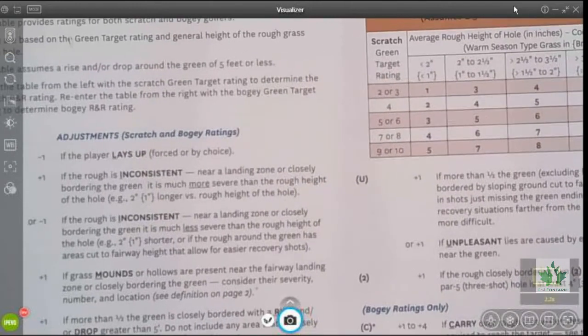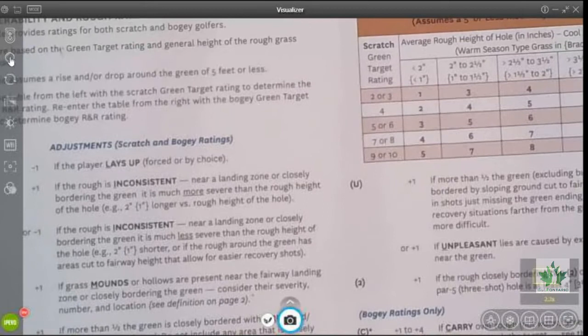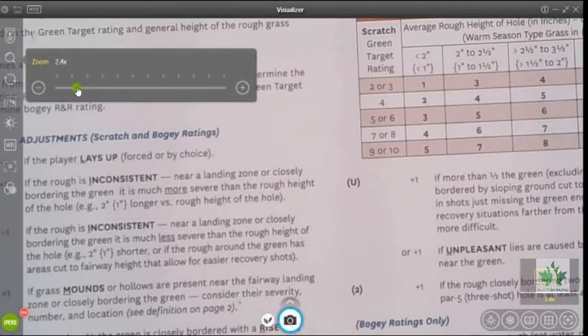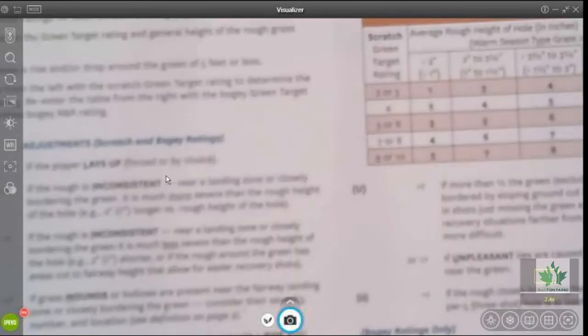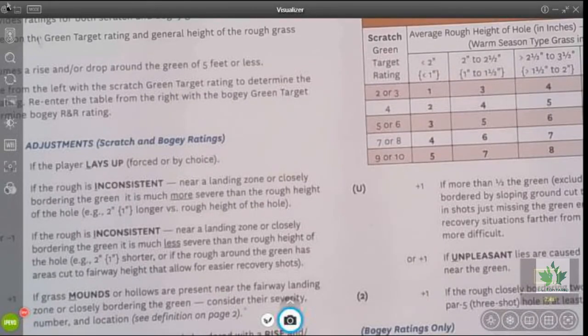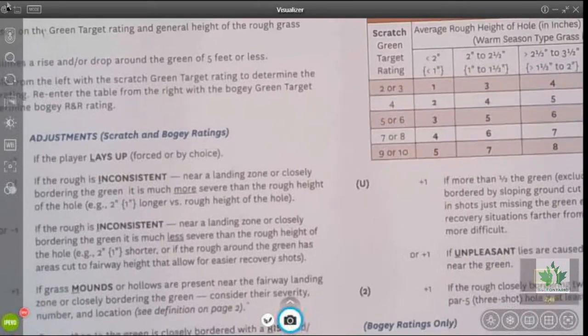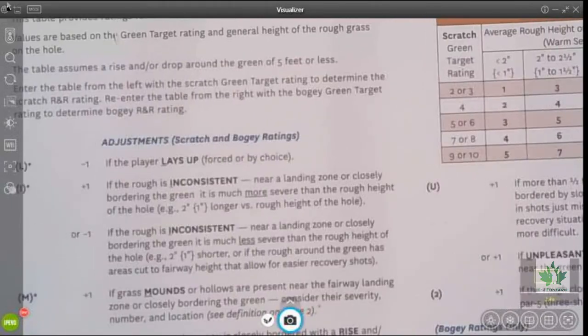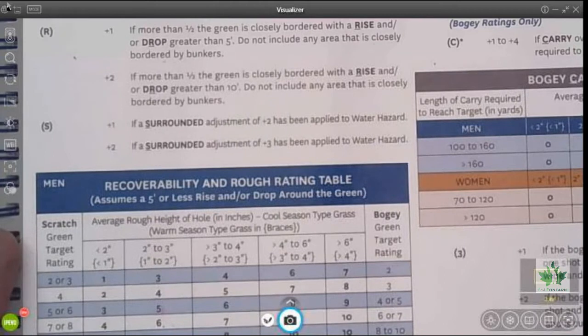So rough and recoverability is the, can you give me a bit less zoom? Rough and recoverability then is the obstacle that deals with the impact on scoring of missing your targets, basically. So if you miss, it's assumed that if you miss the fairway landing zone, you'll be in rough. And if you miss the green, you'll also be in rough.